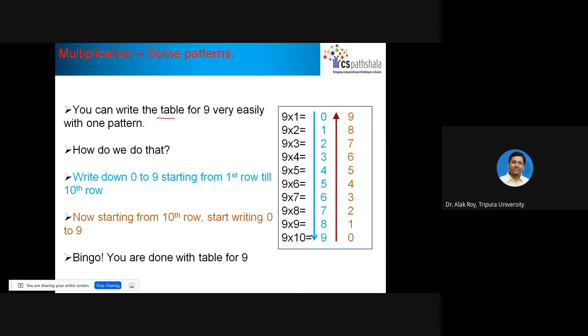Let's take the table for 9. So 9 has an interesting pattern. To generate the table of 9, write down 0 to 9 from the first row till the 10th row. Now start writing from the 10th row with 0 to 9 going back up. So you easily get the table of 9. 9 into 1, 9, 9 into 2, 18, 9 into 3, 27. Similarly, 9 into 10 equals 90.